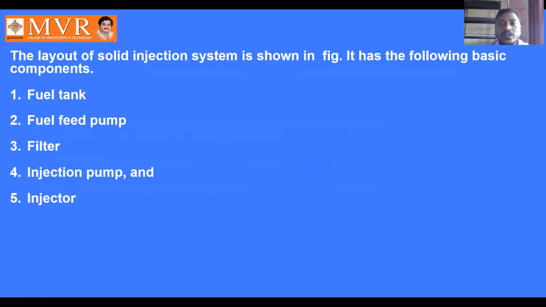Coming to the fuel supply system, these are some of the components we require to complete the working principle of the fuel supply system. We need a fuel tank, a fuel feed pump, a filter, an injection pump and an injector. These are some of the components required for the layout of the solid injection system.